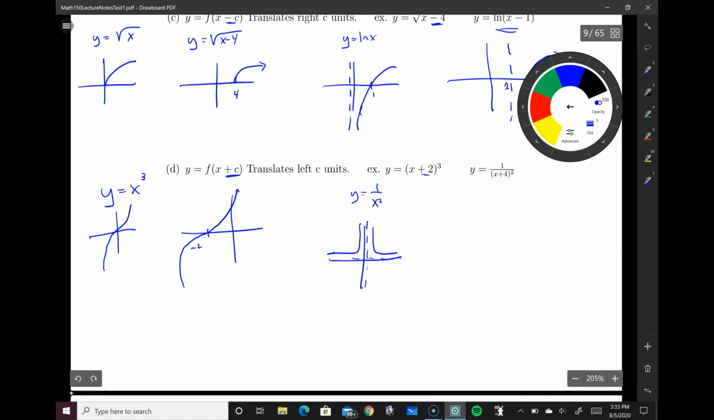I know that the basic graph of 1 over x squared looks like this, asymptote here and here. So now with an addition of 4 on the inside, I'm going to move it to the left by 4. So now the vertical asymptote is here. It still has a horizontal asymptote here. And so this would be the basic shape of the graph.